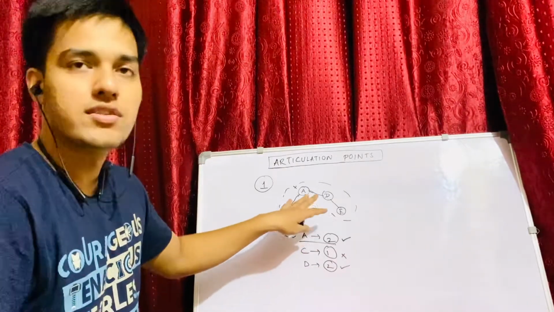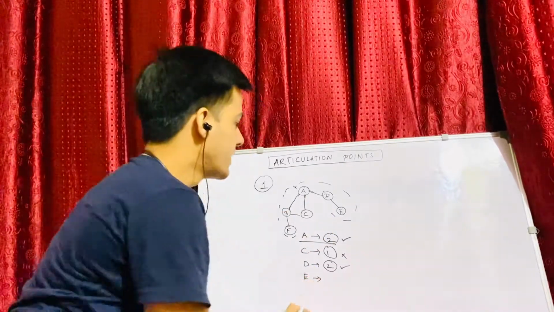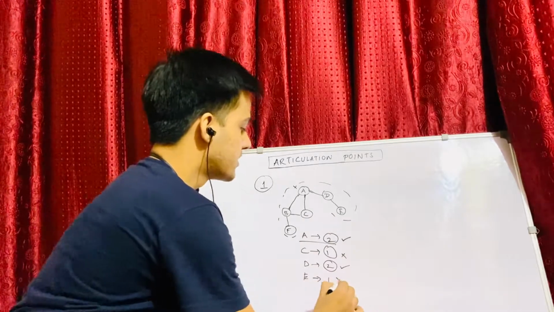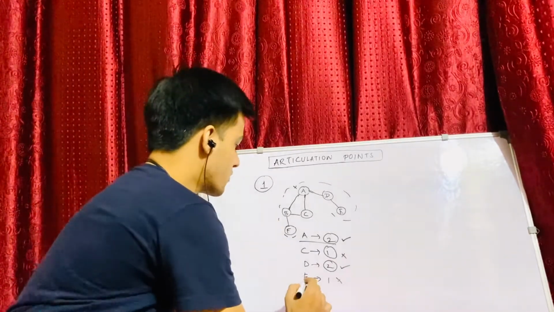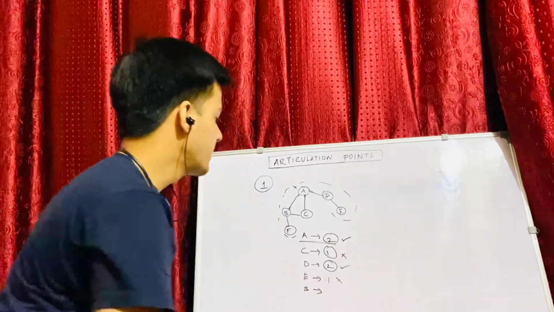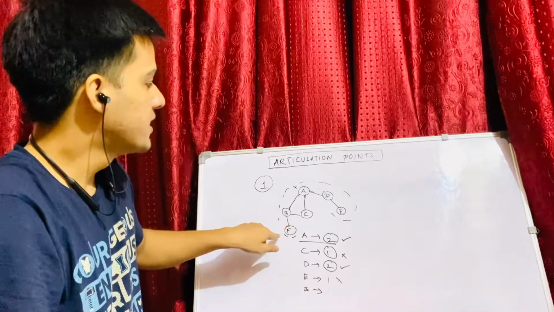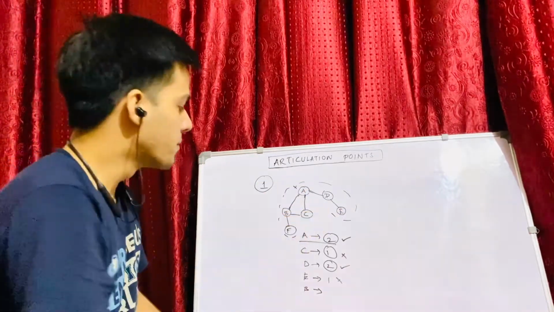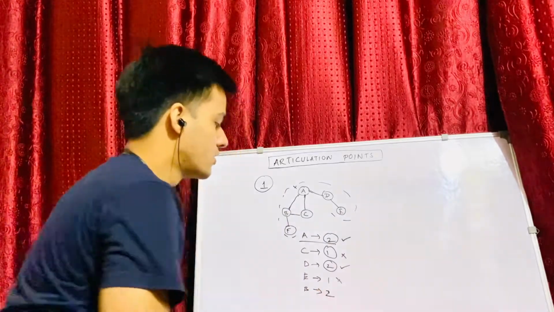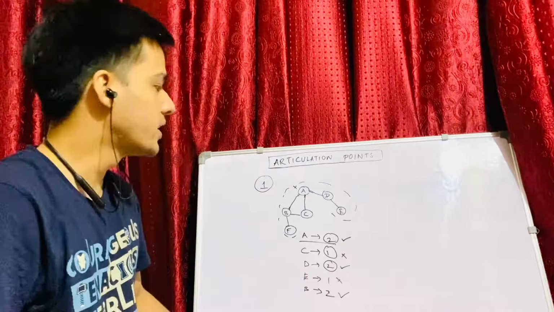Similarly, if we follow the same process for other nodes, we'll see that for E, we'll have only one connected component. So this is not an articulation point. If we remove vertex B, then we'll have one connected component which is F and all the other nodes in the second component, which means we'll have two connected components here, right? So this is also an articulation point.